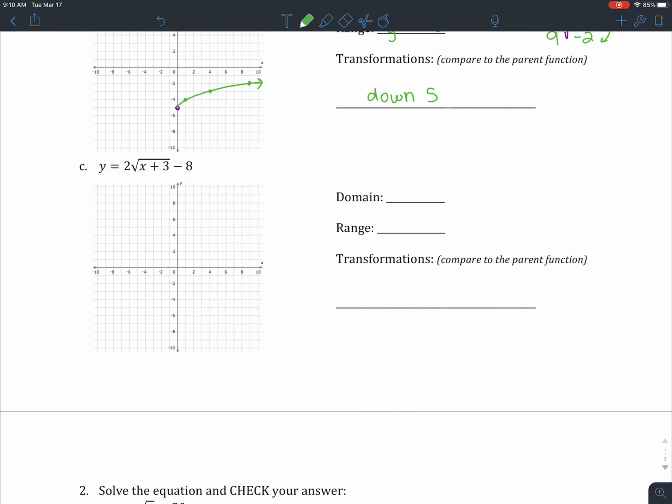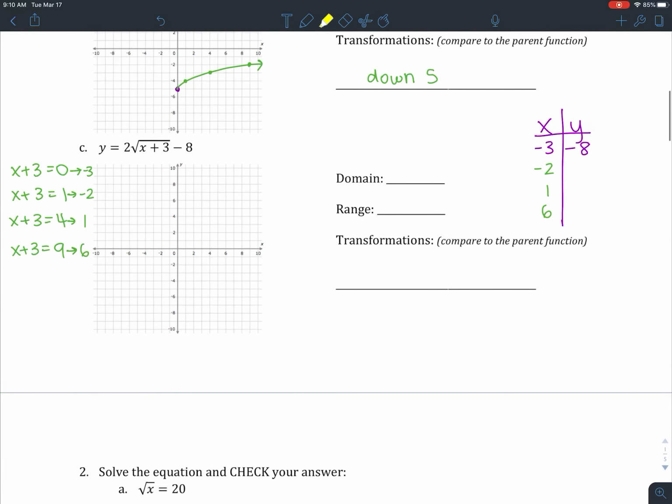Okay, last one. If we have our starting point, x and y, our starting point here would be -3, -8. And again, I want to think about what would make x plus 3 equal 0, 1, 4, or 9. So if I take away 3 on both sides, I get -3. That's my starting point. If I take away 3 on both sides, I get -2. So that's going in my table. If I take away 3, I get 1. That's going in my table. And if I take away 3, I get 6. That's going in my table.